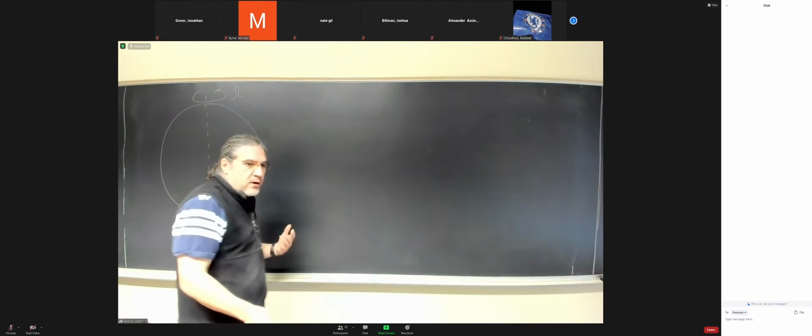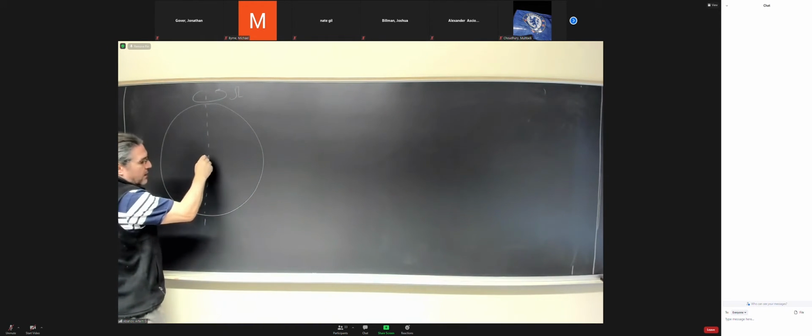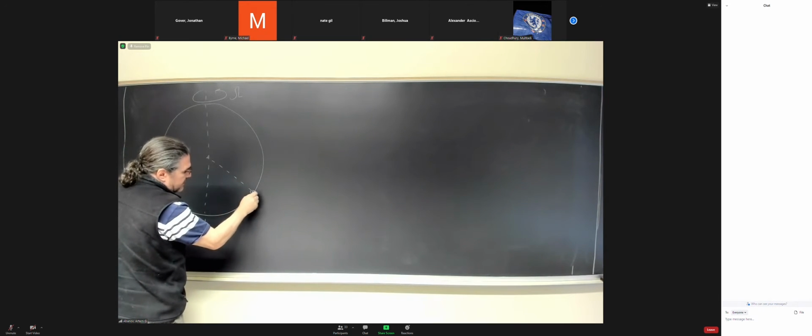Okay? Now, on that hoop, there is a bead which can move around without any friction on the hoop. Okay? That makes sense? Yes. So imagine that I have a hoop, right?